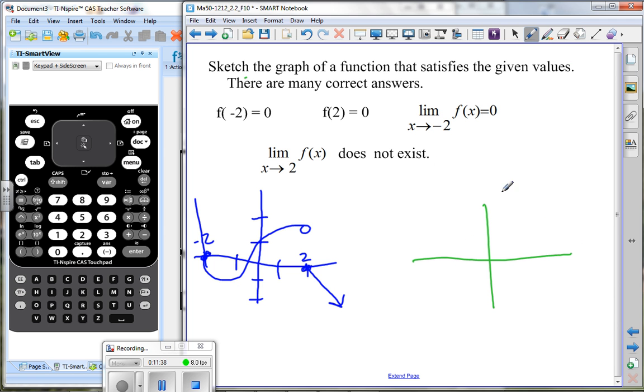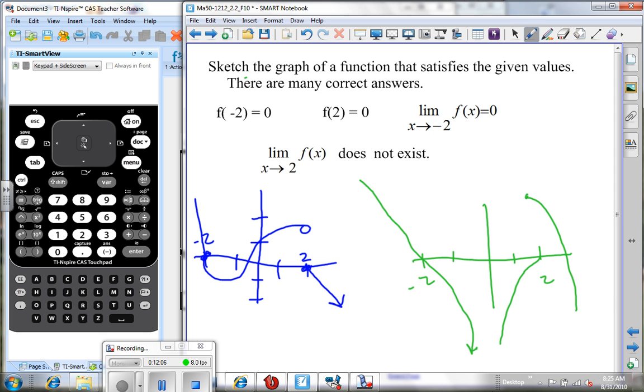I'll drop it. So we've got -2 and 2. And this is coming down here. Is it connecting or is it just going down? And then it's coming on this side up to 2, and then up here like this. Is that correct? Yeah.